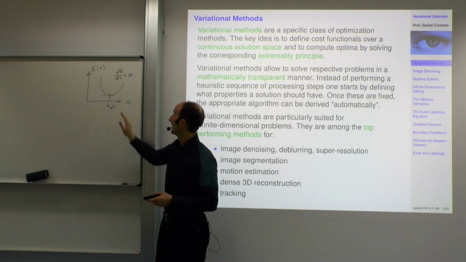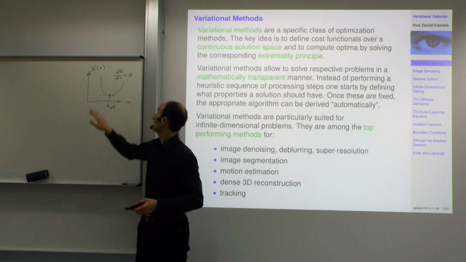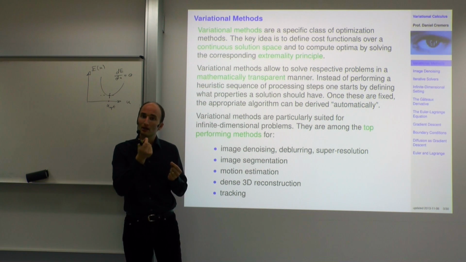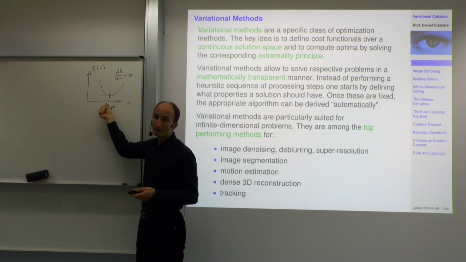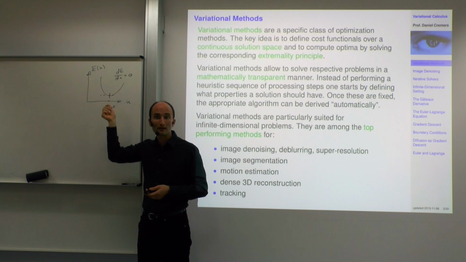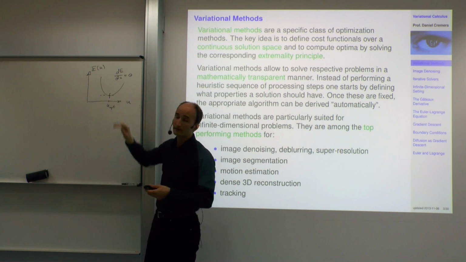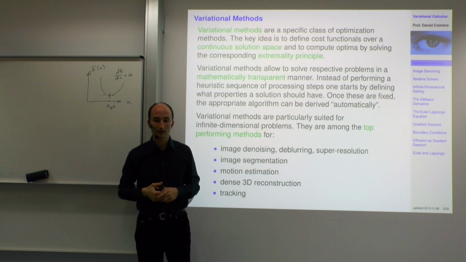And the variational calculus aims at computing solutions by finding solutions to that extremality principle. And this is the idea of varying the solution, because the idea is that if I vary the solution around the optimum, then the cost function locally does not change. This is the idea, the derivative must be 0, and so this is the key aspect of variational methods.